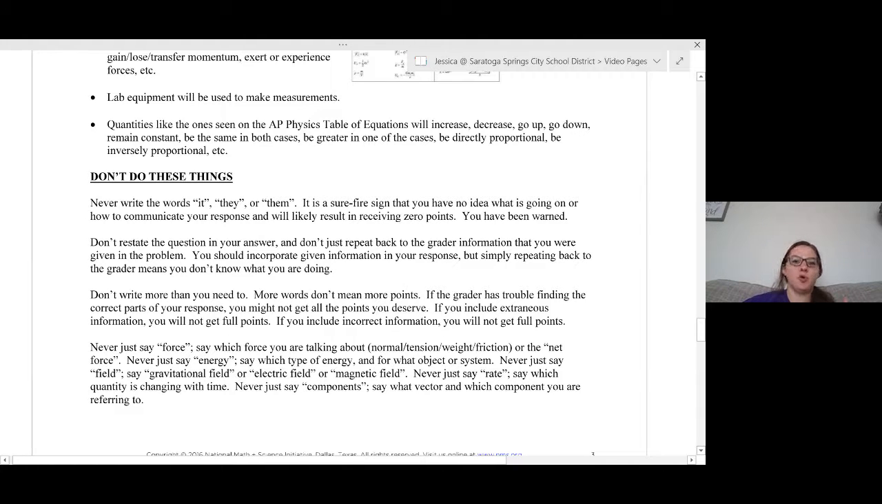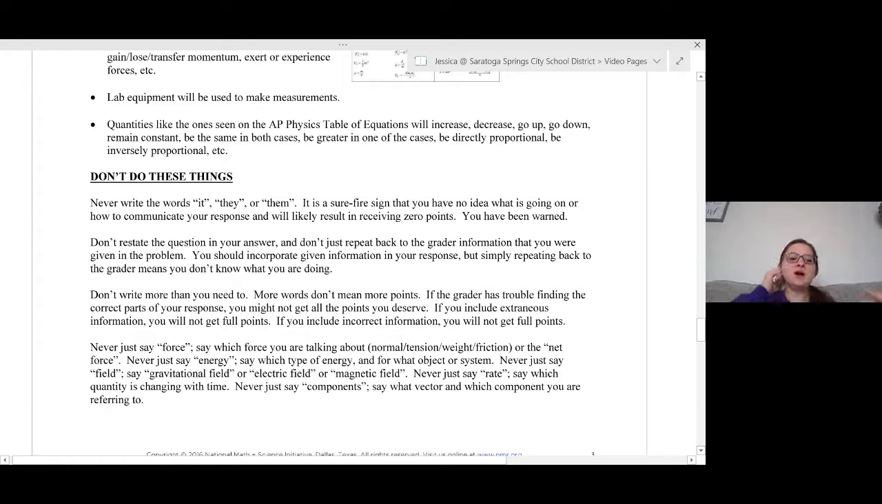More words don't mean more points, and more often than not, the more you write, the more likely you are to contradict yourself, which is bad. If the grader has trouble finding the correct parts of your response, you may not get points at all. If you include extra information, you're not going to get full points. If you include incorrect information, you're not going to get full points. Okay? So if the question really only deals with momentum and forces in a collision, don't start talking about energy. If you don't need to talk about energy, then don't talk about energy.